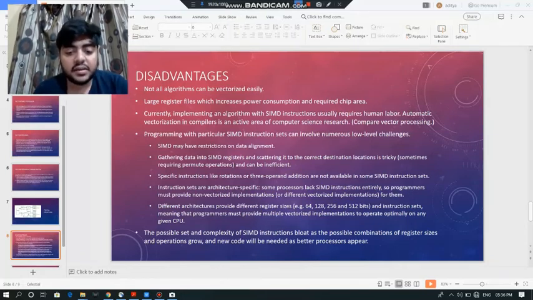Also, the instruction sets are application specific or program specific, which have to be changed for everything. Also, because of the different register sets, we have to specify the amount of data, or programmers have to provide multiple vectorized implementations to operate optimally on any given CPU. That means for each CPU the code changes. The possible set of conflicts is also because as the operations grow, the problems also grow. So we'll need a new processing language for the same.